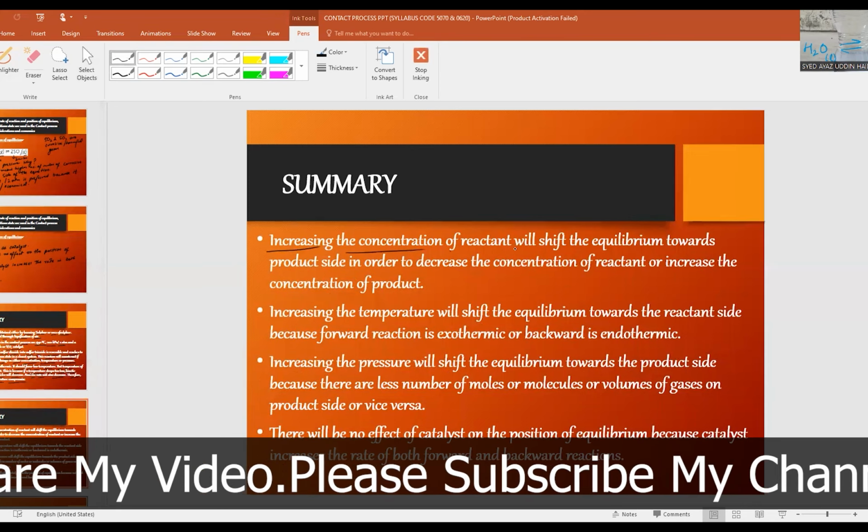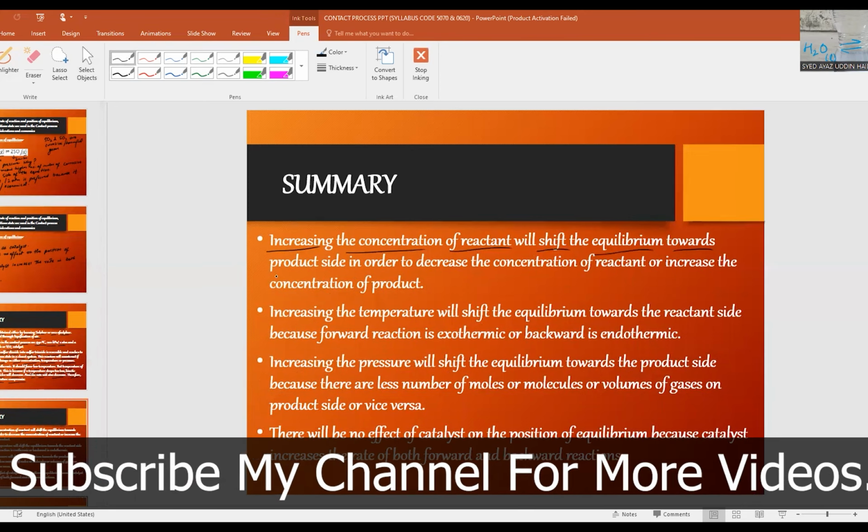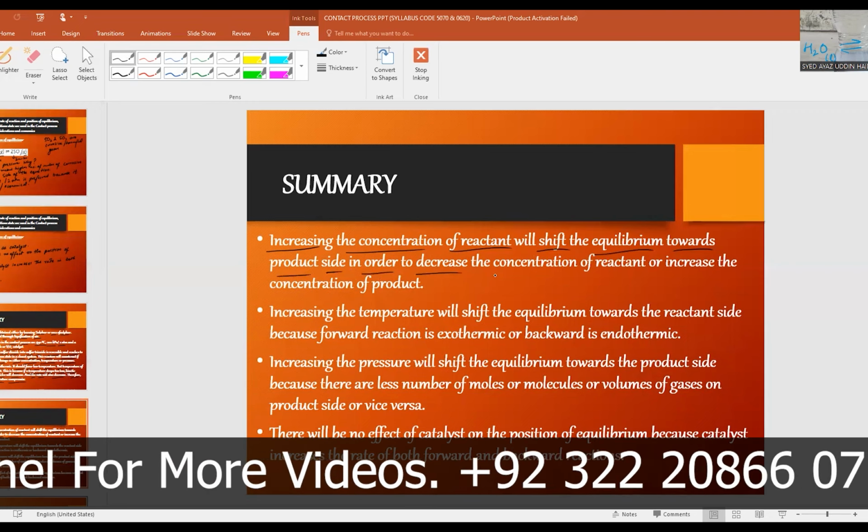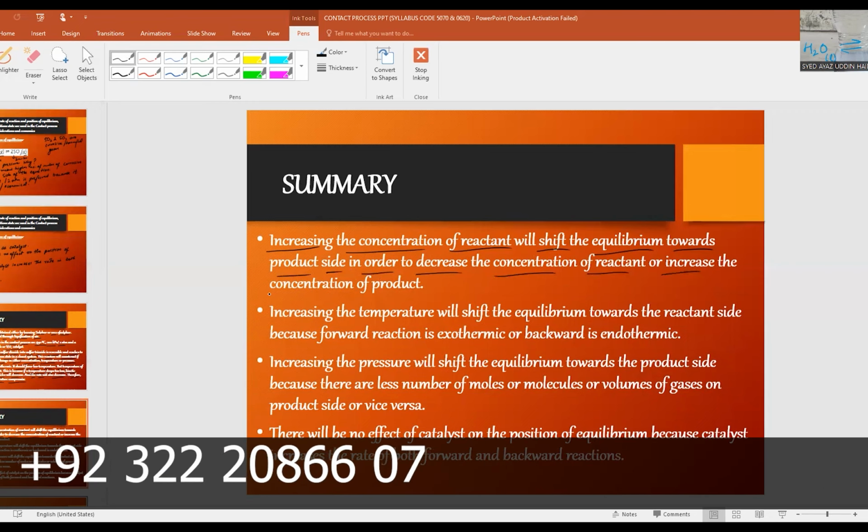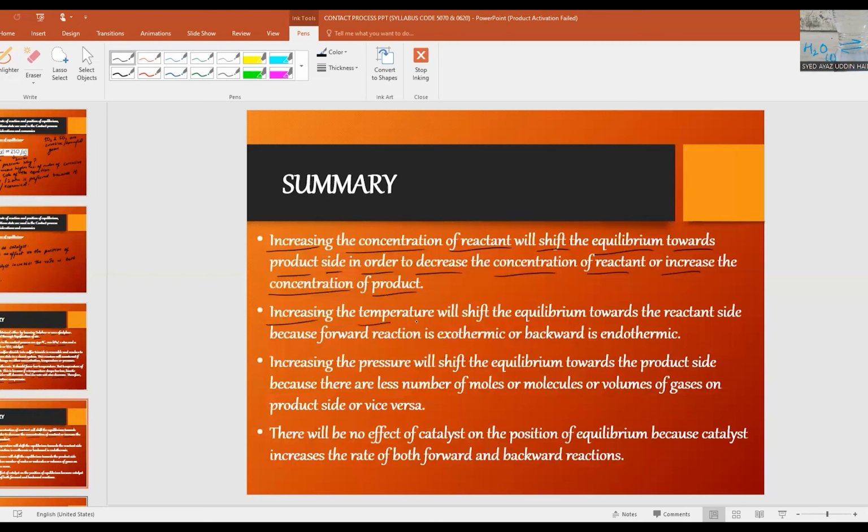Increasing the concentration of reactant will shift the equilibrium towards the product side in order to decrease the concentration of reactant or increase the concentration of product. Increasing the temperature will shift the equilibrium towards the reactant side because the forward reaction is exothermic or the backward reaction is endothermic. Increasing the pressure will shift the equilibrium towards the product side because there are fewer moles or molecules or volumes of gases on the product side.